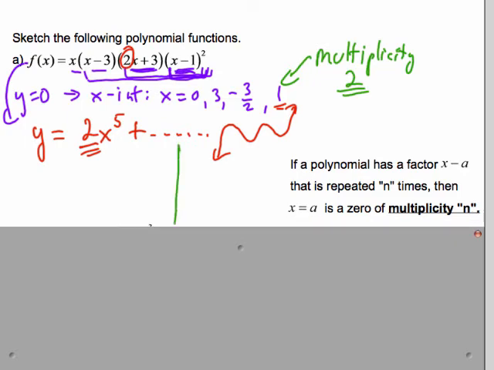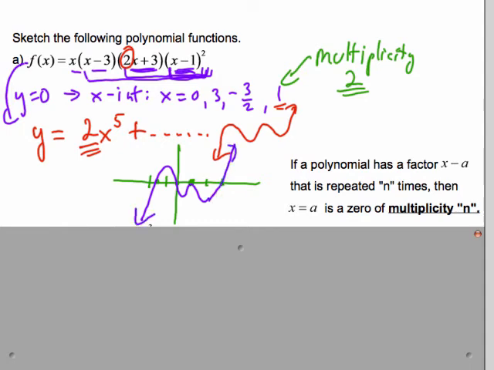So in terms of putting all of this together, I have my x-intercept at negative 3.5, and a multiplicity of 2 at 1 and 3, and it's a 5th degree with a positive leading coefficient. So it starts at the bottom, comes up, here it just goes down and touches, and then it's going to go up like that.